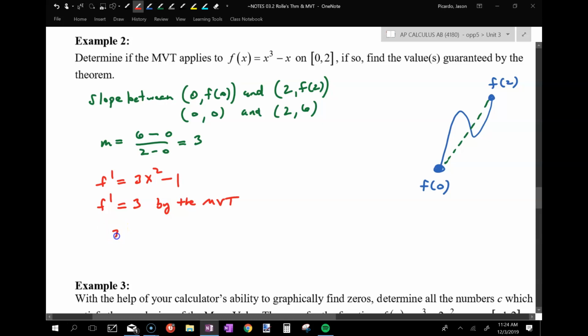So what do we get here? We get x squared, we get that.